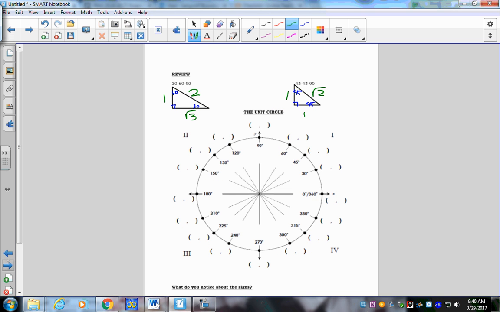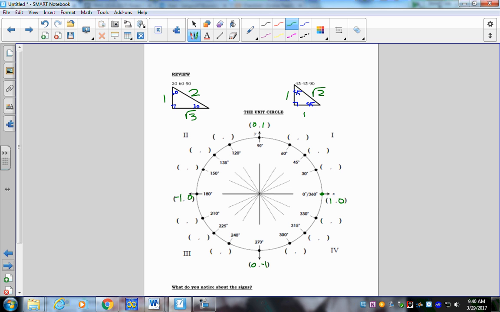Okay, so starting right here. Remember, the radius is 1. So what are the coordinates of this point? 1, 0. All right, going up to 90. What are the coordinates of that point? 0, 1. 180 is going to be -1, 0, and 270 is 0, -1. Okay, those are whole number points.